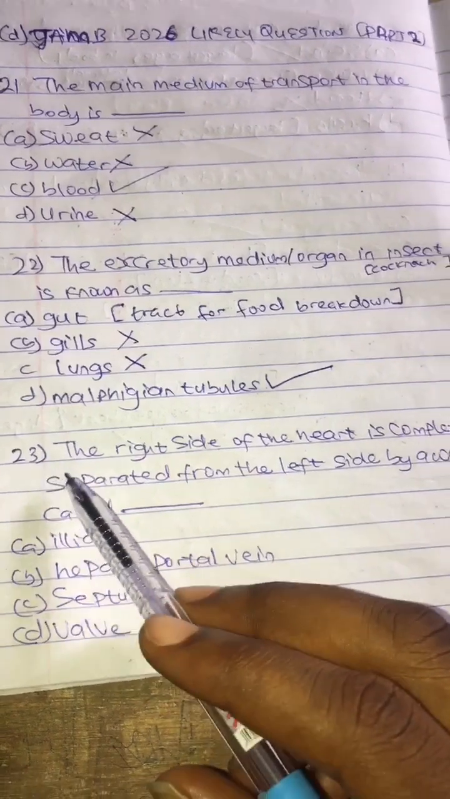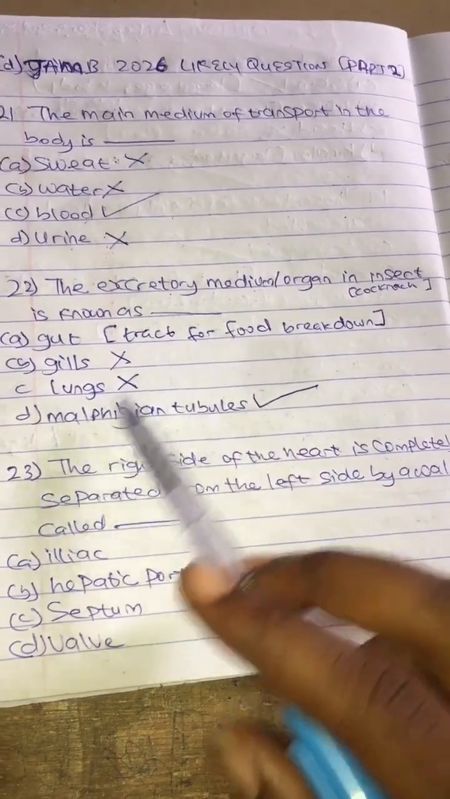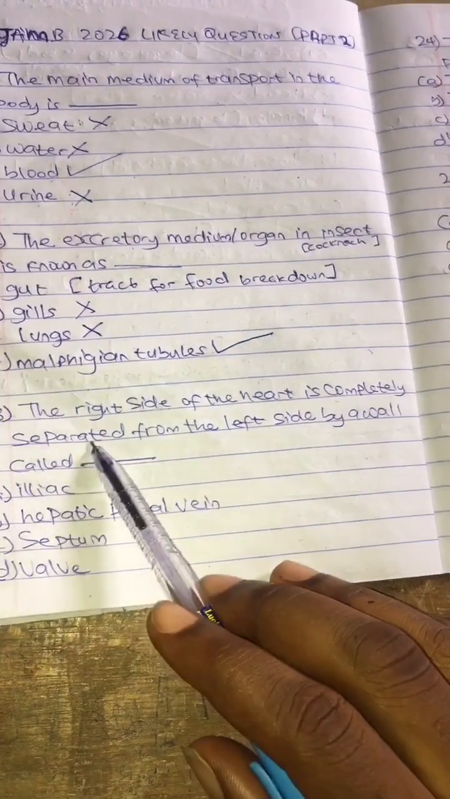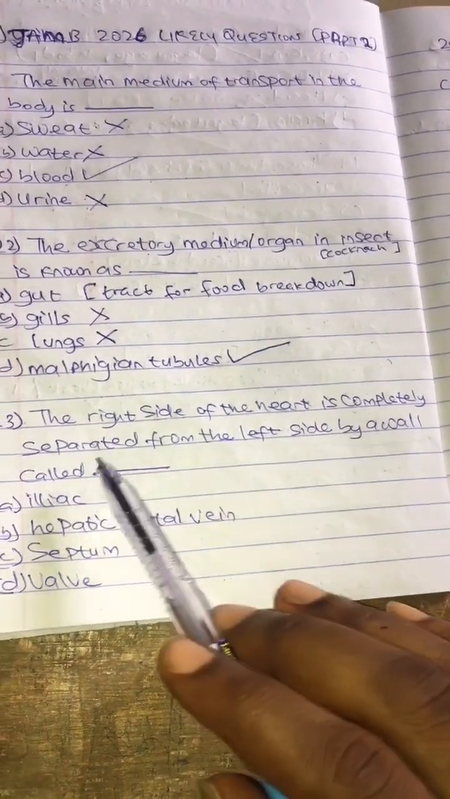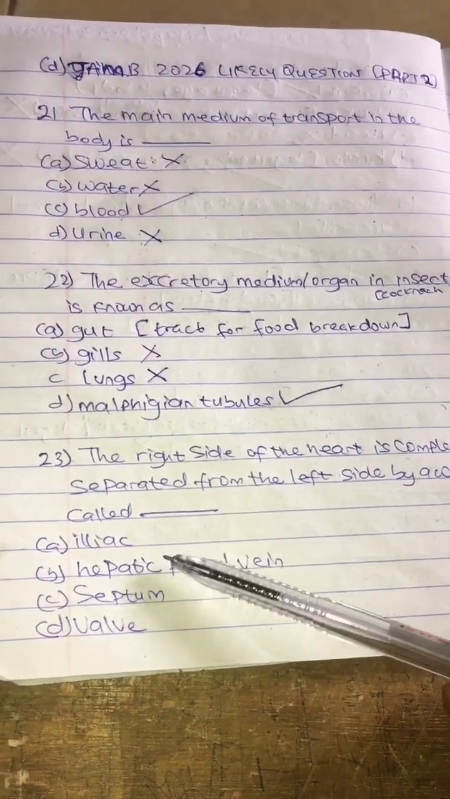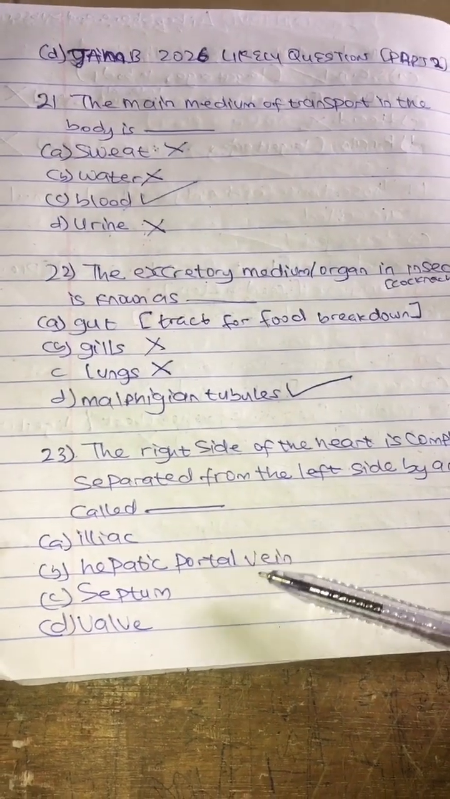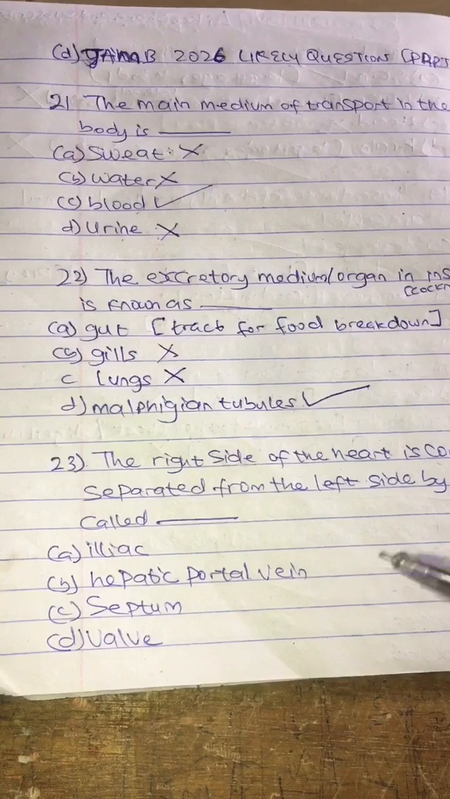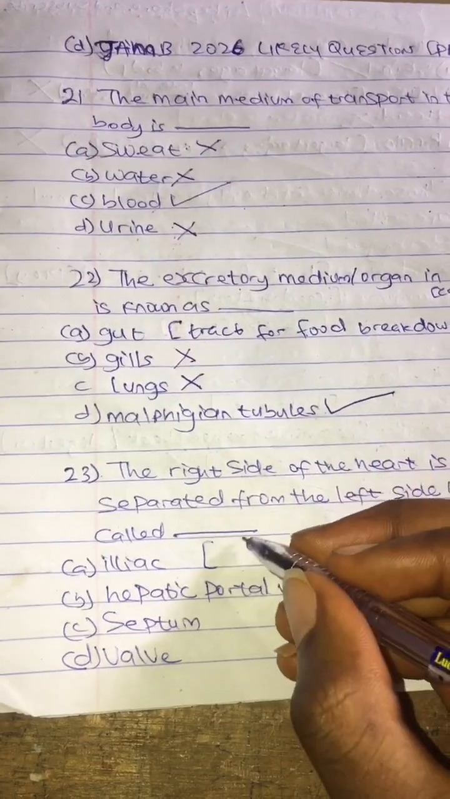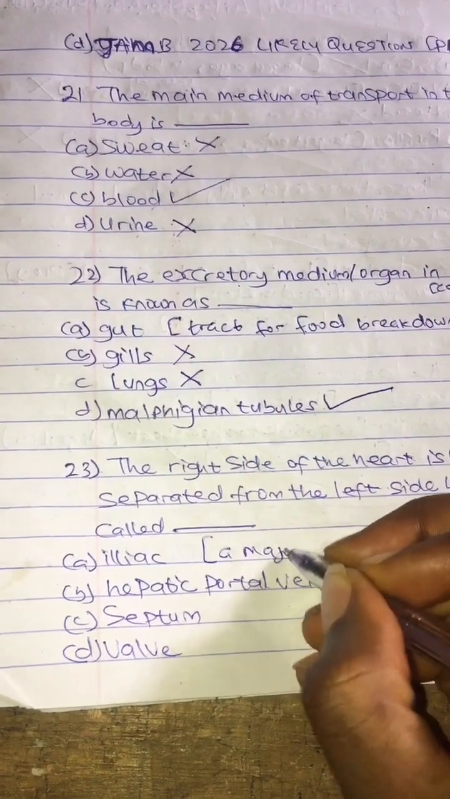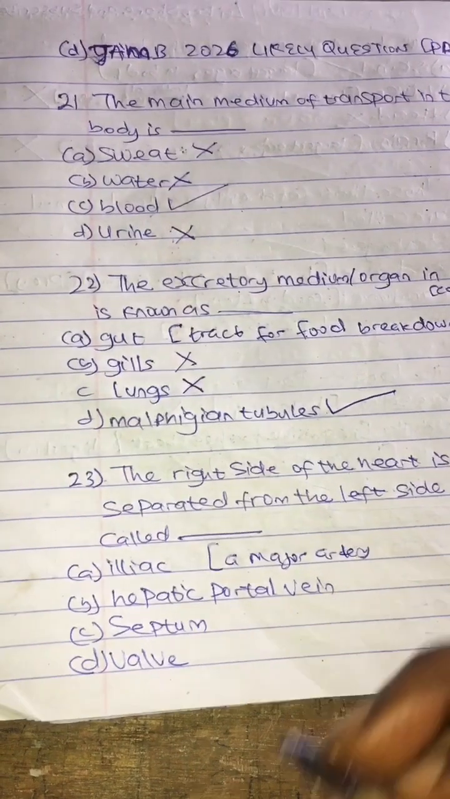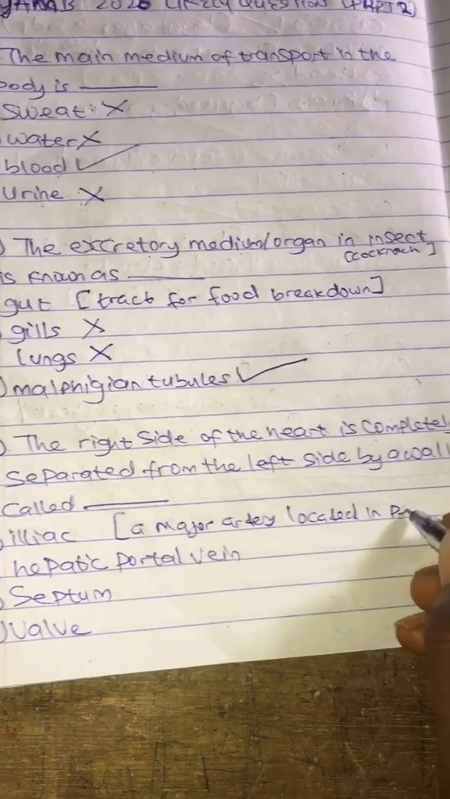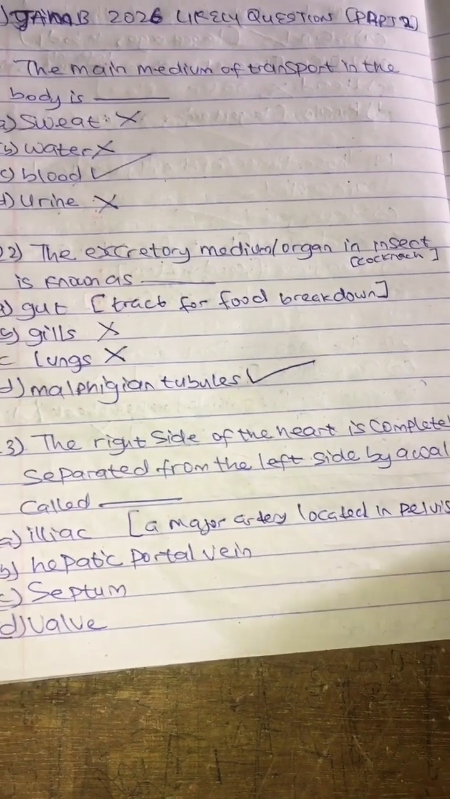Question 23. I hope you understand this. Question 23. The right side of the heart is completely separated from the left side by a wall called dash. A. Iliac. B. Hepatic portal vein. C. Septum. And D. Valve. Iliac. Iliac is an artery. It's a major artery located in the pelvis region, which is wrong.